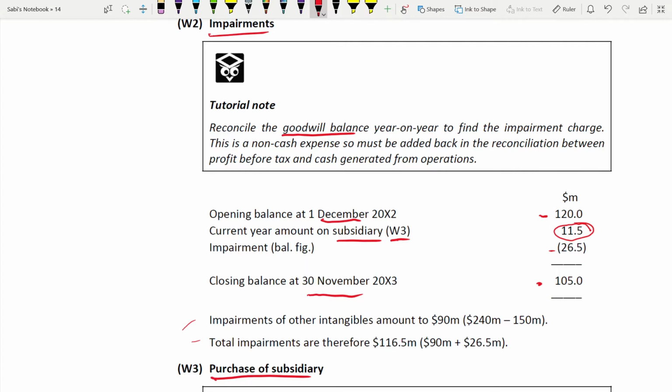Impairment of other intangible amounts and total impairment. Okay, total impairment, basically you are adding this 90 with this 26.5 impairment from goodwill, and this is the total impairment 116.5. So if you see in your cash flow statement, you will get 116.5. You can show it separately also, impairment of goodwill plus impairment of intangible assets, or show it together like this. But if you're showing it together in the working, it should be shown how you are adding the two figures.